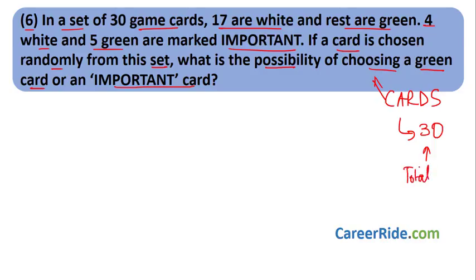Now what we have to do? We have to choose one card, and it can either be a green card or an important marked card. Okay, right? What does or mean?